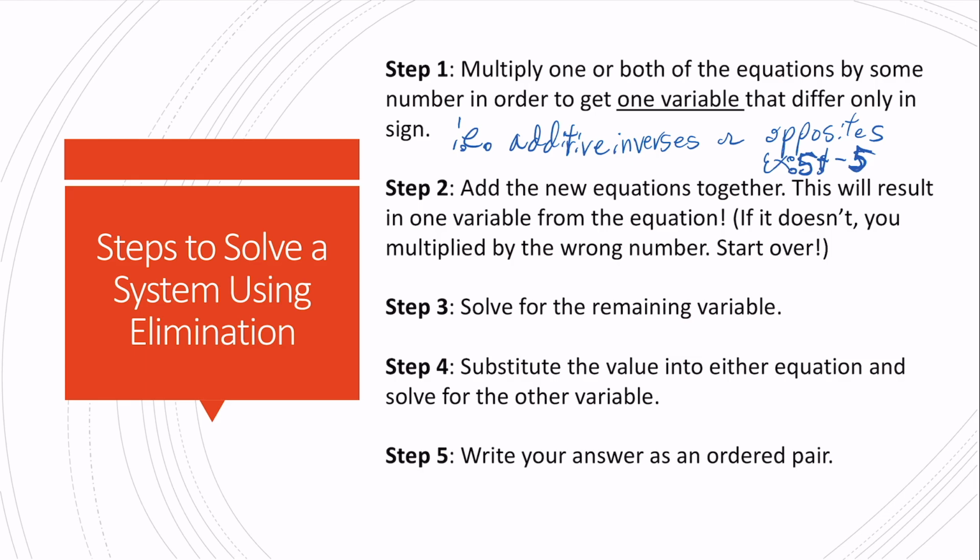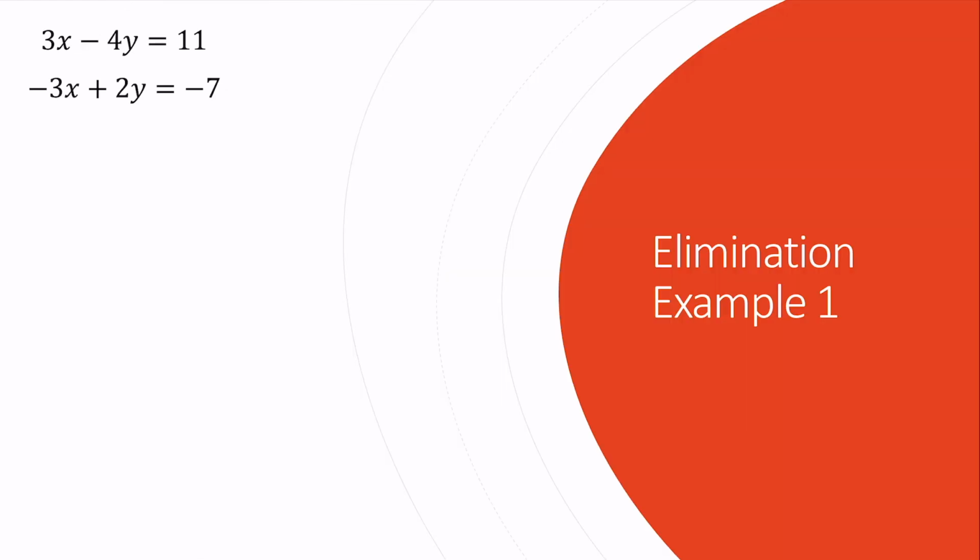This will result in one variable from the equation remaining. If it doesn't, double check your math, or you may have multiplied by a wrong number and you can start over to fix this. We then solve for the remaining variable and substitute that back into either equation to solve for the other variable. And as always, we want to write our answers as an ordered pair. So let's solve a few examples and an application.